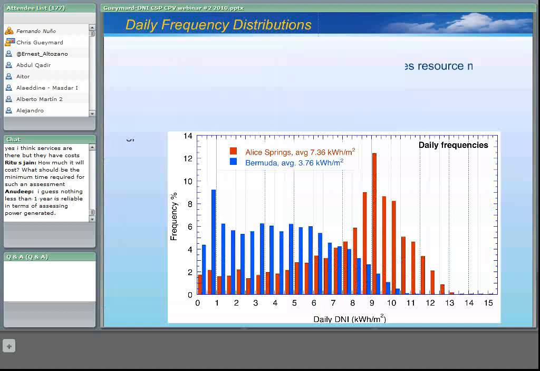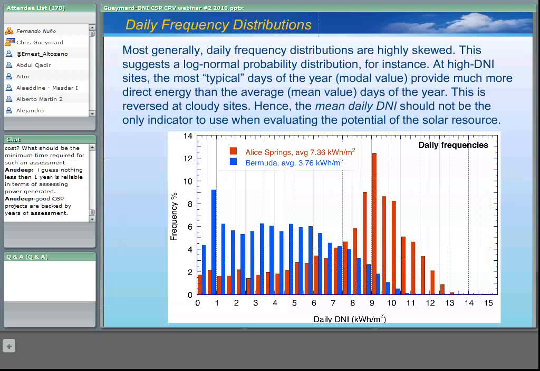Daily frequency distributions. Well, most generally, daily frequency distributions are highly skewed. We see here actually two distributions. One is for relatively cloudy maritime weather from Bermuda. The annual resource in DNI is only 3.8 kilowatt hour per square meter. And compared to a very dry and sunshiny climate in Australia with a resource of 7.4 kilowatt hour per square meter. And you can see the difference in frequency distribution.